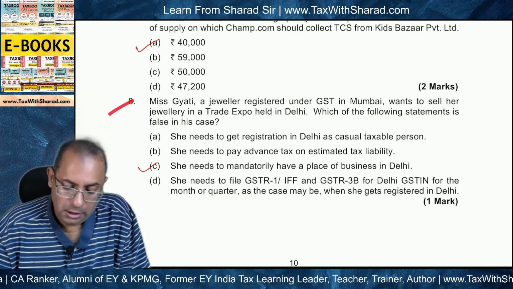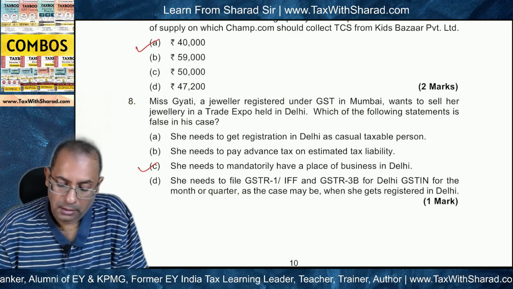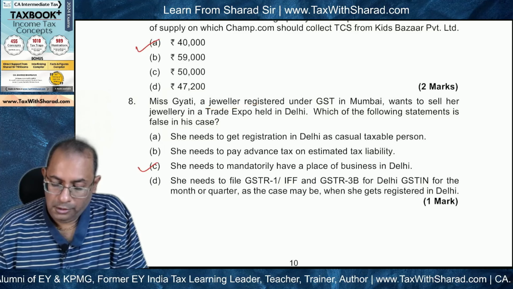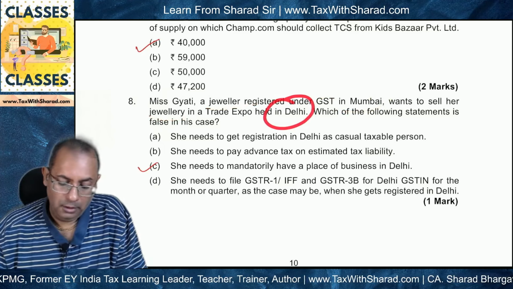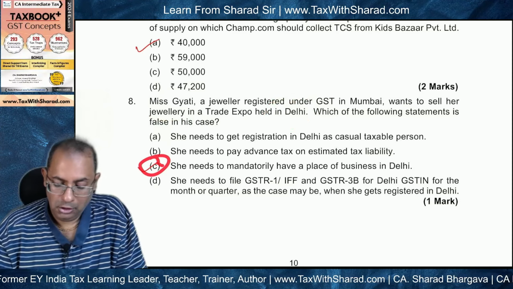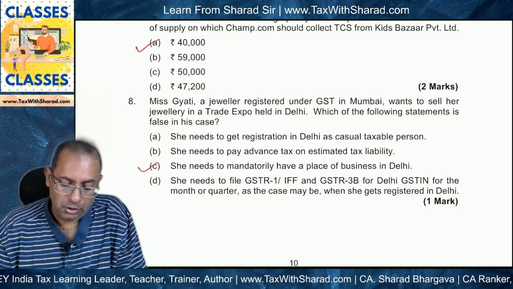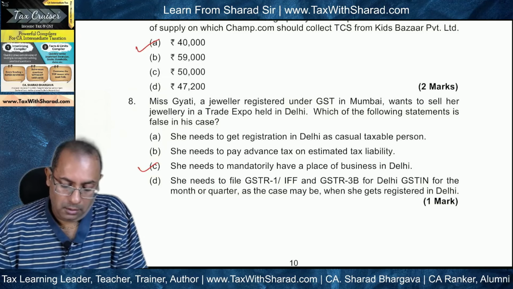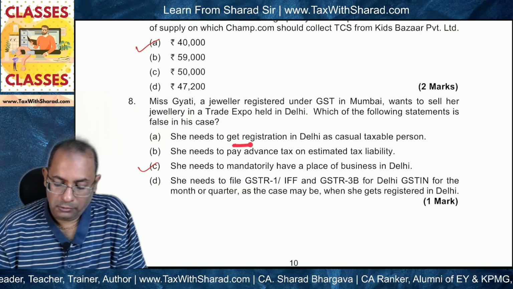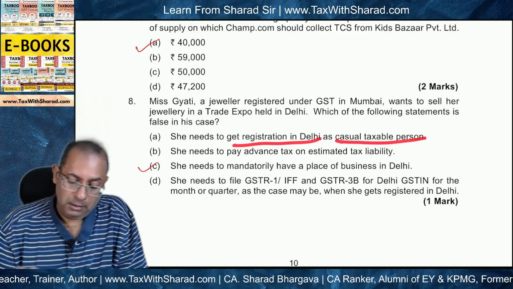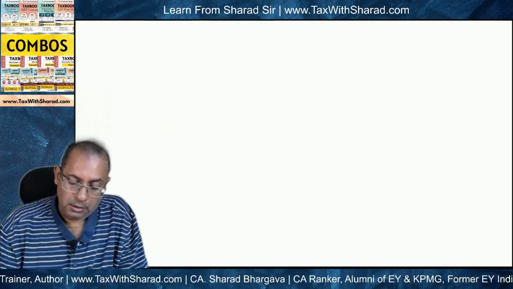The last one on GST is Ms. Gyati, a jeweler registered under GST in Mumbai, wants to sell her jewelry in a trade expo held in Delhi. Which of the following statements is false? And the correct answer is C. So we need to see what are the various options. So option A is she needs to get registration in Delhi as a casual taxable person. So this is correct. Why?